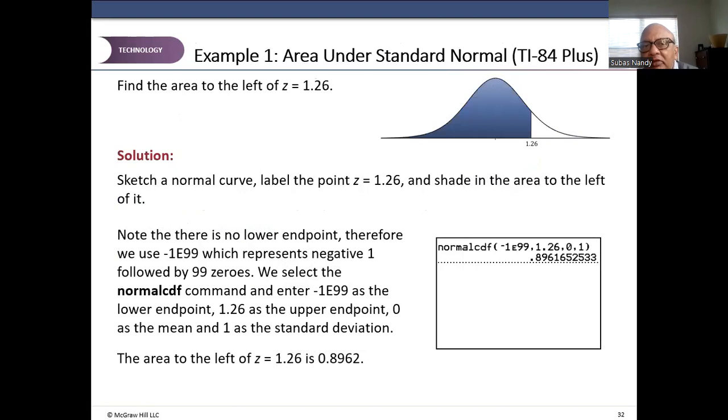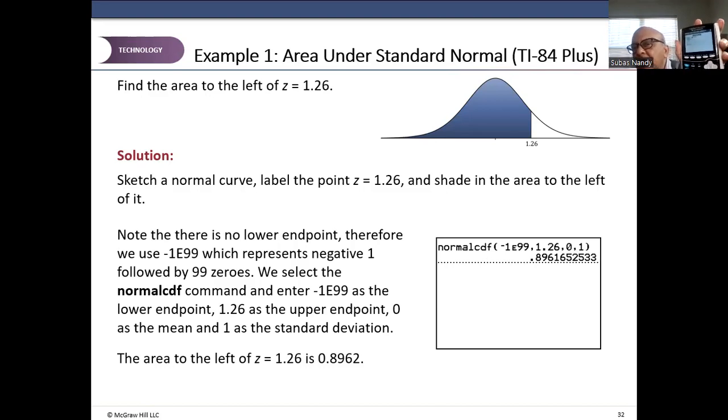So find the area to the left of z equal to 1.26. As shown, this is a standard normal curve. At the center, z is equal to 0, and we want to find the area to the left of 1.26. Since 1.26 is positive, it is to the right of the mean. For a standard normal curve, the mean is 0, at the peak, the highest point. So z equal to 1.26 falls to the right of the mean on the horizontal line.